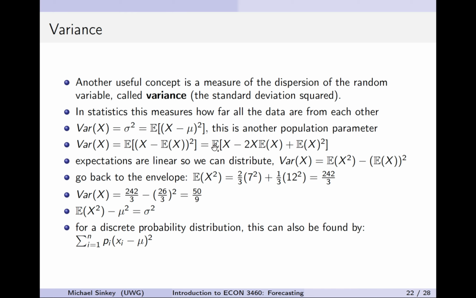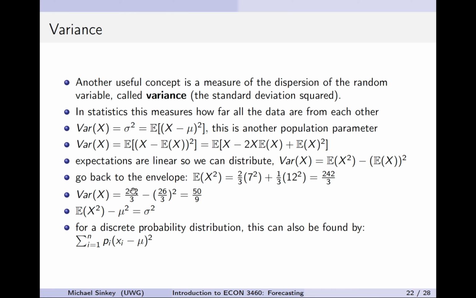Once I distribute this expectation operator in here, I have 2 expected values of x squared. So I have minus 2 expected value of x squared plus expected value of x squared. One of those cancels out, leaving me with the expected value of x squared minus the expected value of x, squared. So this is mu, and this I'm squaring the values of the random variable.